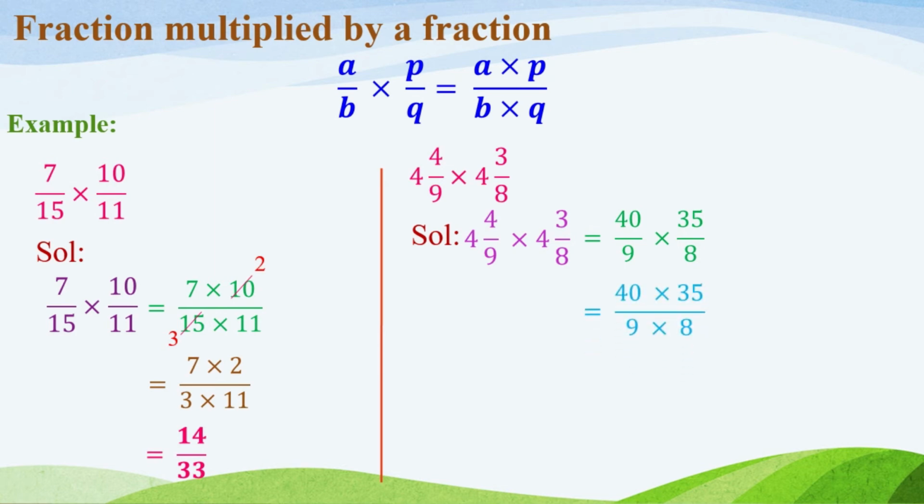It can be written as 40 into 35 divided by 9 into 8. Now cancel the common factor. Take 8 table. 1 8s are 8. 5 8s are 40. So remaining 5 into 35 divided by 9 into 1. We get 5 into 35 is 175 divided by 9. This is an improper fraction, so the answer also converts into a mixed fraction. So 175 is the dividend, 9 is the divisor. We get 19 4 by 9. Answer is 19 4 by 9.